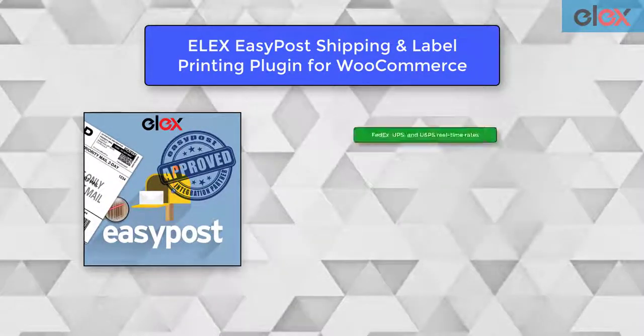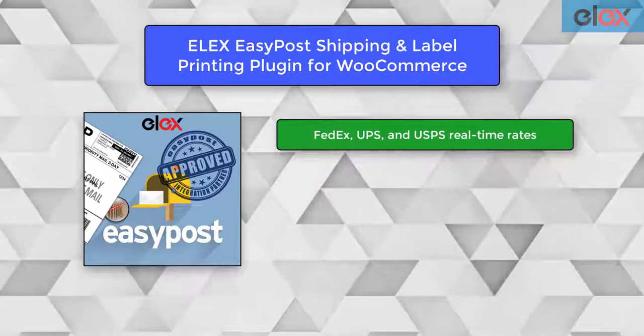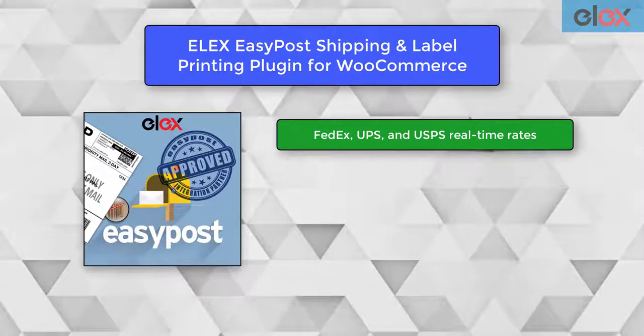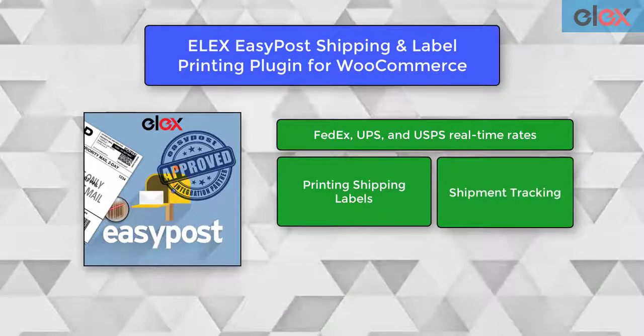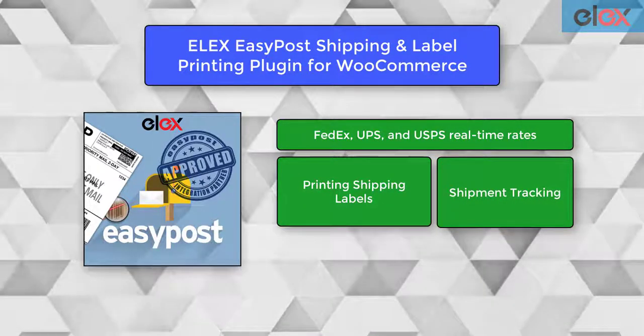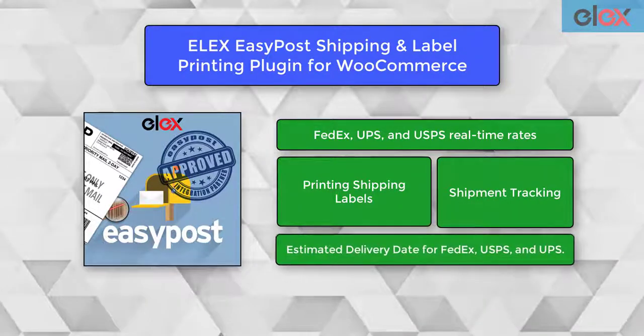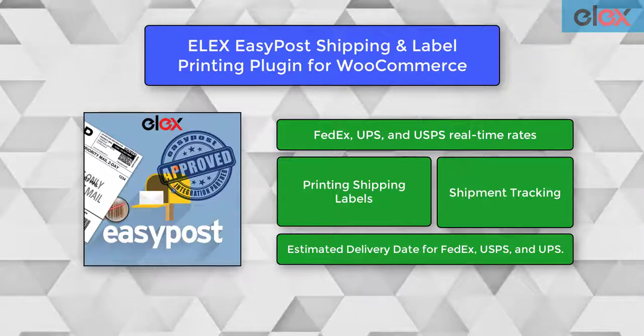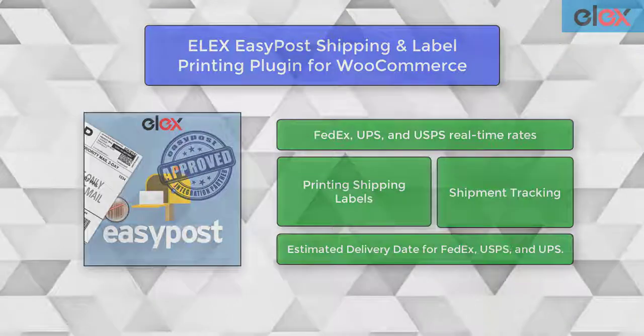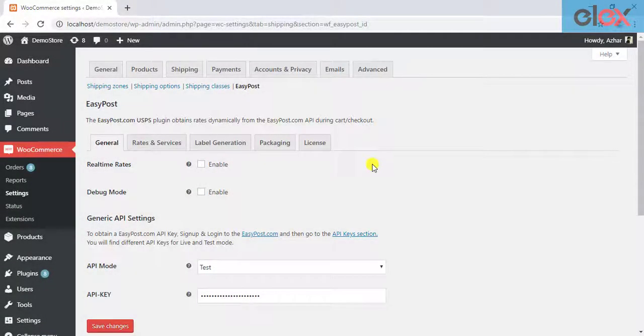Apart from showing FedEx, UPS, and USPS real-time rates, printing shipping labels, shipment tracking, and so on, the ELEX EasyPost plugin for WooCommerce shows estimated delivery date for WooCommerce FedEx Rates as well as USPS and UPS. Let's see how to enable this setting in the plugin.